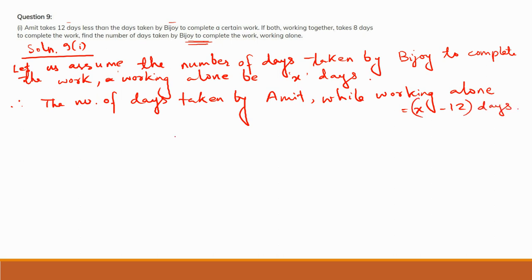And if Amit and Bijoy both are working together, they take 8 days to complete the work. So now you can form that equation from where you can find X, right? You formed all your base. Foundation is correct. You assumed X, you assumed Amit's work X minus 12, all are done. And now let's go to the equation and let's close the deal according to the problem.